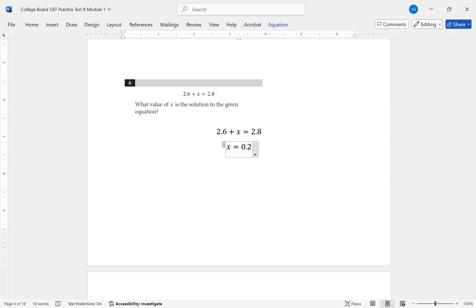If you wanted to write that as a fraction, you could. 0.2 is 1/5 as a fraction. Either way is perfectly fine. So 0.2 is the answer to question 6.